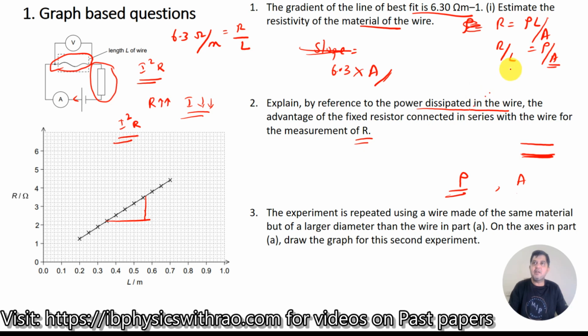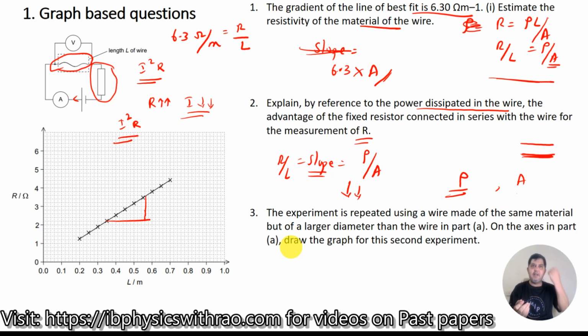Now, what do we have here? R by L is equal to rho by A. R by L, which is nothing but slope, is equal to rho divided by A. When this thickness is increasing, what will happen to slope? Slope will reduce, right? Which means you should draw a straight line. Assuming this works for every wire, you should draw a straight line with a lower slope. How do you draw a lower slope? Like this, that's very simple. Do not overlap onto it, do not draw a curve, because you are assuming that the equation works for everything. This is the answer for it.